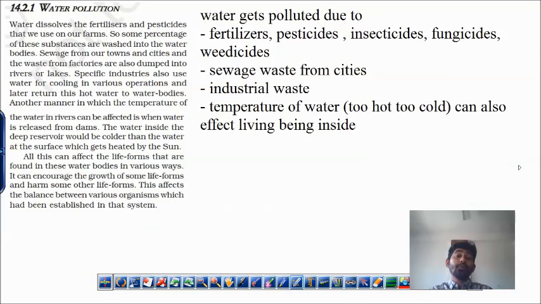Water also gets polluted. If we are polluting air by burning coal and fossil fuels, we are also polluting water. How? This is how. We use fertilizers, pesticides, insecticides, fungicides, and weedicides. These all are chemicals, and they are heavily used in agriculture. And when they are put in the soil or on the plants, rainwater के साथ mix होके वो नदी, नाले, river, ocean, groundwater, they reach everywhere.